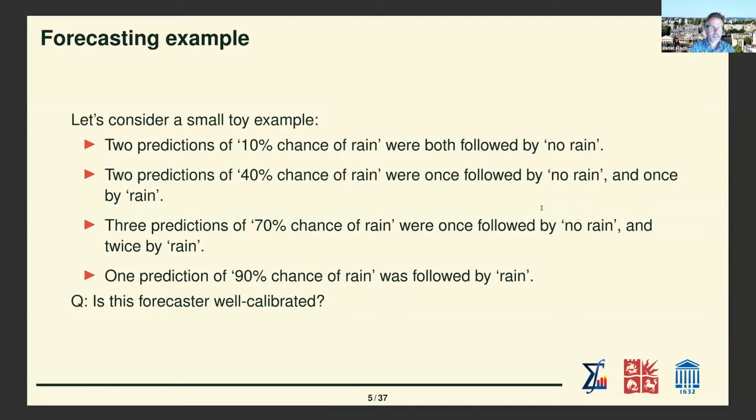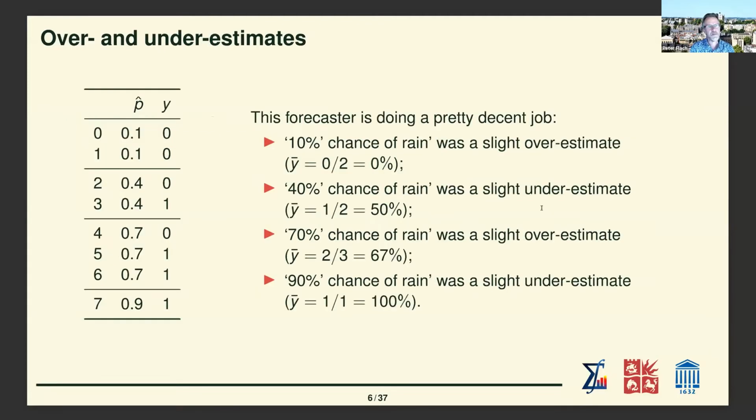So here's the same data in a table. We have four groups of predictions. And as we already noticed, the 10% chance of rain was a slight overestimate. The 40% chance of rain was a slight underestimate. The 70% chance of rain was again a slight overestimate, and the 90% chance of rain was a slight underestimate.